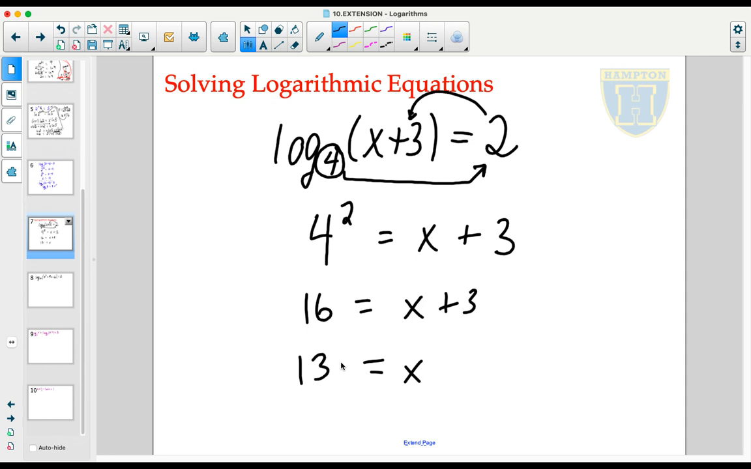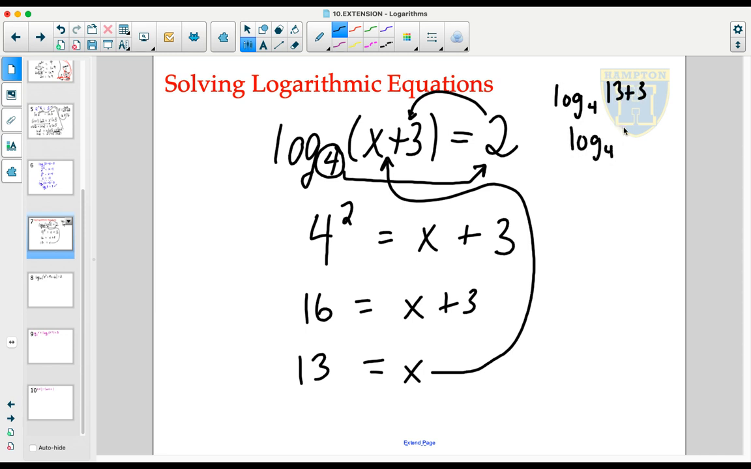For these type of equations in particular, it's never a bad idea to check your answer. Let's take our 13, put it back into the logarithm, and say log base 4 of 13 plus 3, log base 4 of 16. Well, what's the power of 4 that gives you 16? That would be a 2, and that checks out. So working through the steps of rewriting the logarithm as an exponential allows us to get this input back to being the output.